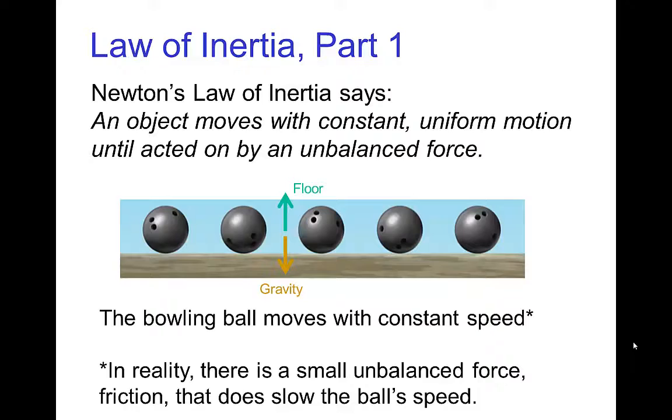The speed of the bowling ball is constant. It moves in a straight line. This is a bit of an approximation because there's going to be a little bit of friction that's going to slow the motion, but pretty much Newton's law of inertia applies here.